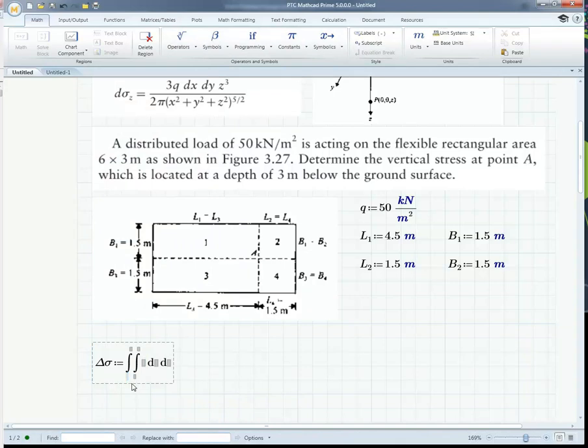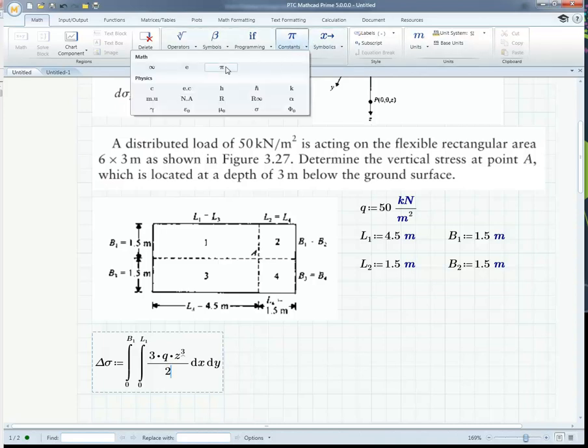So the first one is going to be from 0 to B1, capital B, Control underscore 1. And the second one's going to be from 0 to L1, Control underscore 1. I'm going to do some other manipulations here to make this problem work, but let me just get this integral in. So this would be 3 times Q times Z cubed dx dy. And then I use my space bar to tab over so that I can get a quotient there. So this will be 2.